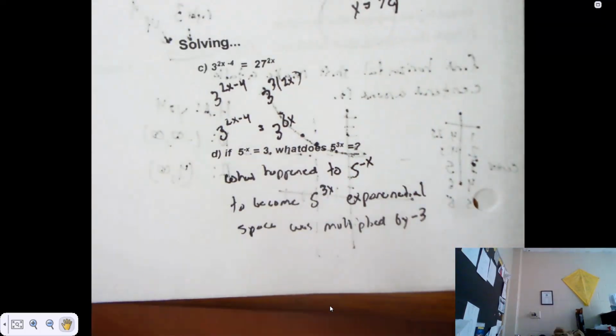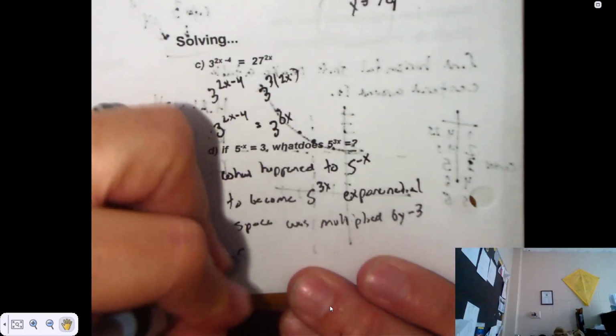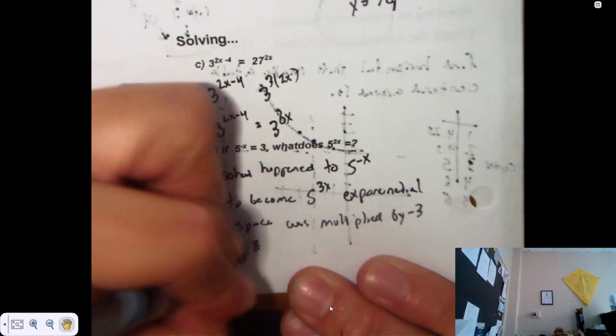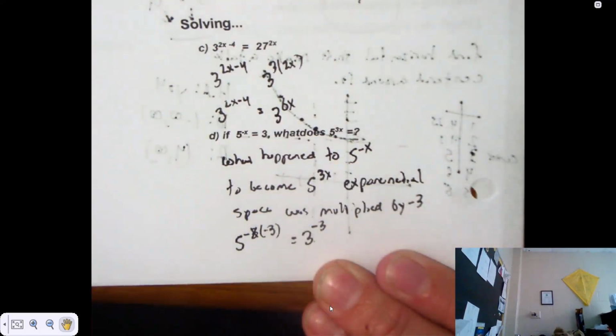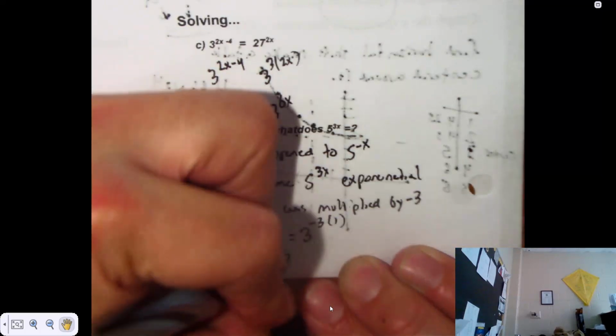The exponential space is multiplied by a negative 3. And that happened on the left. And if it happens on the left, where else does it have to happen? On the right. So what happened is we multiplied the exponential space by a negative 3 on the left, and if we do that on the left, we have to do it on the right. There was already a 1 that was understood to exist there. So 5 to the 3x would be equal to 3 to the negative 3rd power.